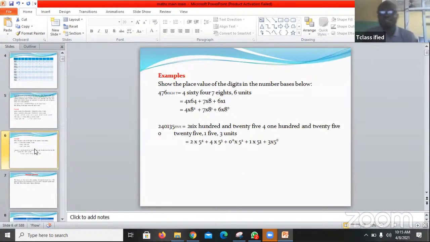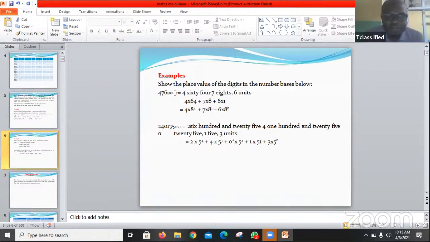The next slide is just explaining what we've done in the previous slide. It's simply telling you to express this in terms of base 10 or in terms of number. Once they tell you to show it in normal number base or place values, it simply means express it in such a way that after that you can get the equivalent of base 10 of that number.